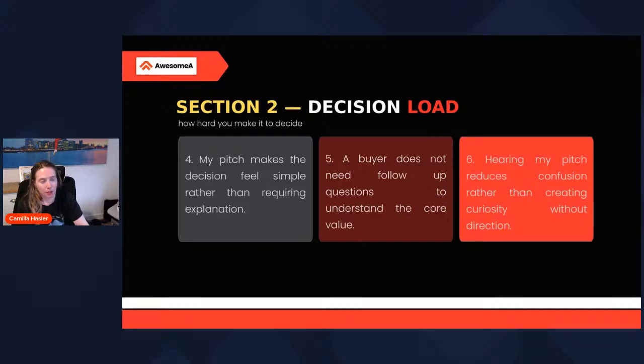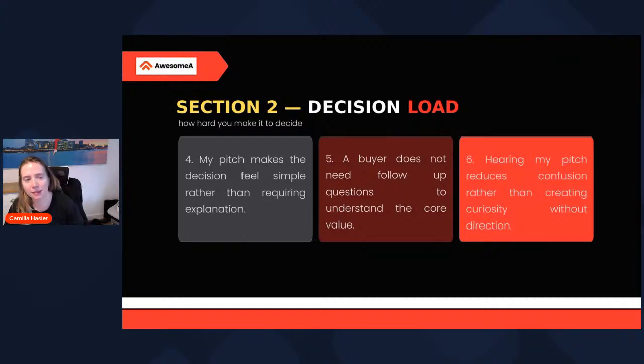Number 2, decision load. So this is how hard you make it to decide. So number 4, my pitch makes the decision feel simple rather than requiring explanation. So that's number 4, sorry. I want you to do again 0, 1, or 2. Just write 0, 1, or 2 based on this statement: my pitch makes the decision feel simple rather than requiring explanation.